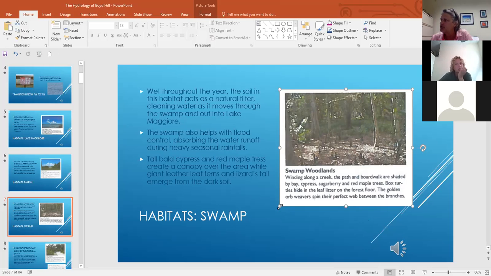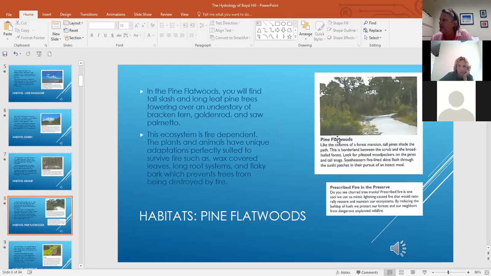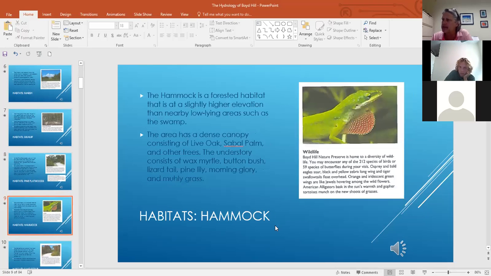Another common swamp tree is the swamp maple, and it's found a lot in these hydric habitats. That's the red maple. The pine flatwoods, now we've transitioned, we're no longer in hydric. These pine flatwoods are mesic. And then hammocks. Hammocks are mesic as well. A hammock is a forest, a maritime forest, or a bunch of trees.